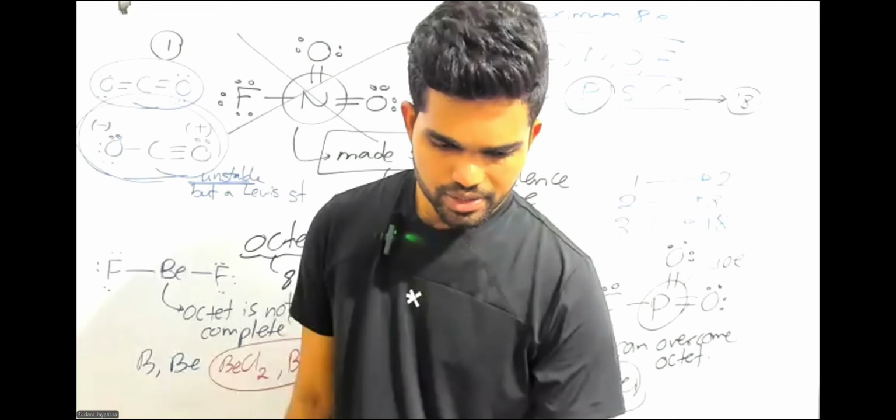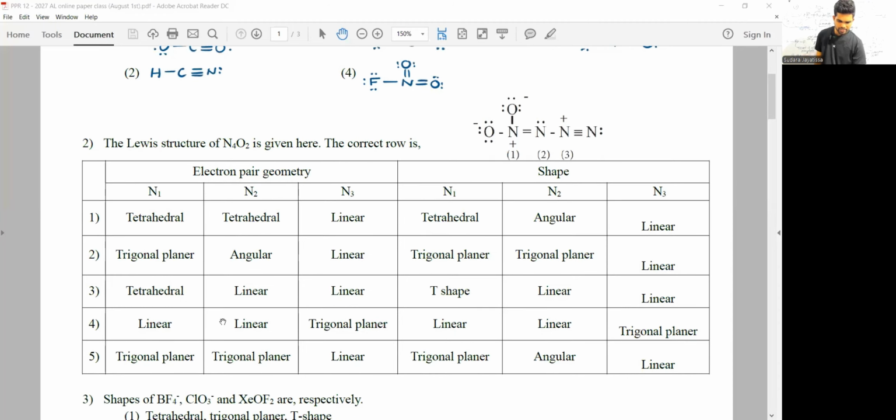Okay, now let's go to the next MCQ. Tell me what answer you got for the next one. I'll draw some Lewis structures with you when we discuss the third MCQ. After getting the Lewis structure, our next theory topic we discussed is about the electron pair geometry and the shape of that molecule.